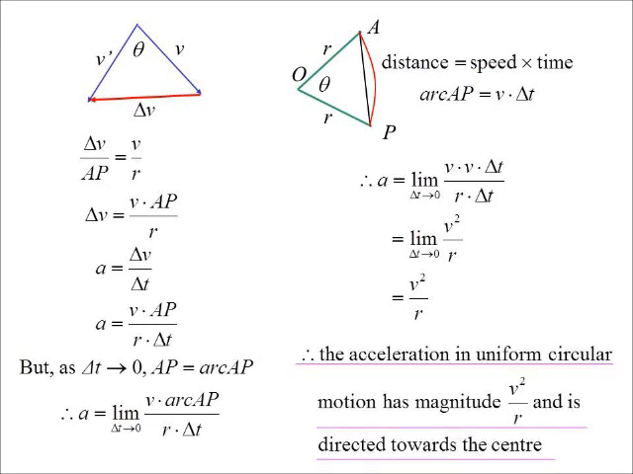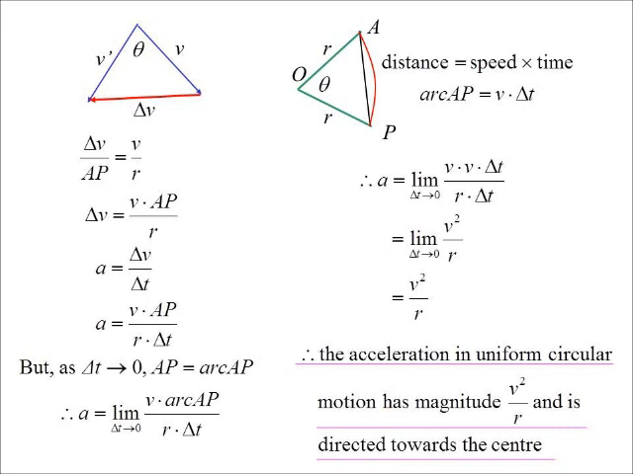So the acceleration in uniform circular motion has magnitude v squared on r. It's always directed towards the centre. So if you look at the direction of my red vector, that change in v, that actually would be going towards the direction of the centre of the circle. Good news, you don't have to derive it like that, okay? We can just quote. But that's where it comes from.